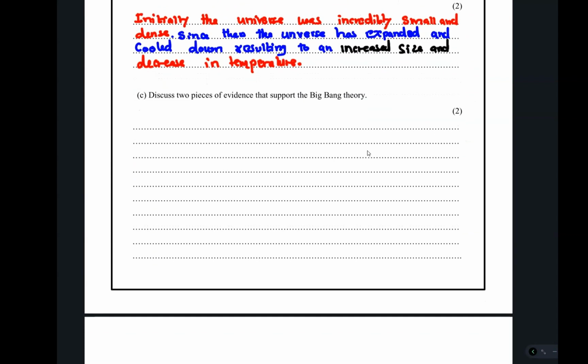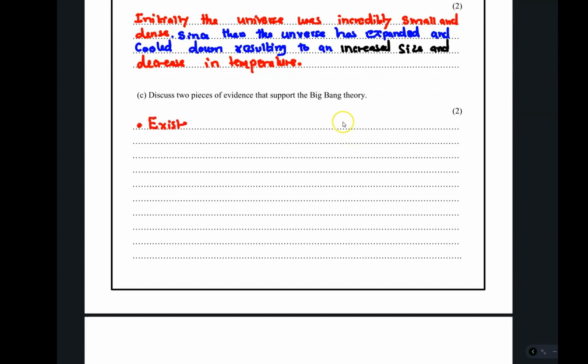Part C, discuss two pieces of evidence that support Big Bang Theory. We have already mentioned them, but I brought this question up so that maybe one of them can be asked, so that you know exactly how to approach it. When I'm putting these questions, I'm just giving a concept so that when a question is asked, you know how to approach it. It also can be asked like this.